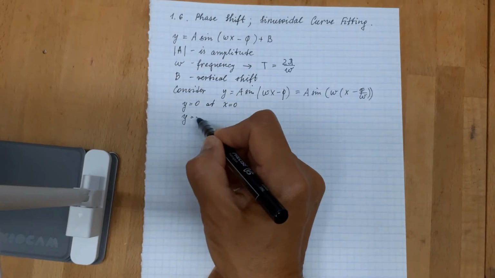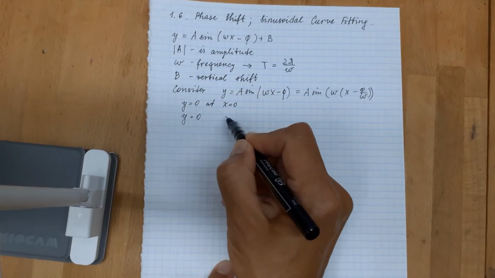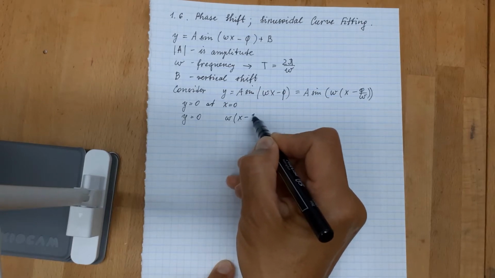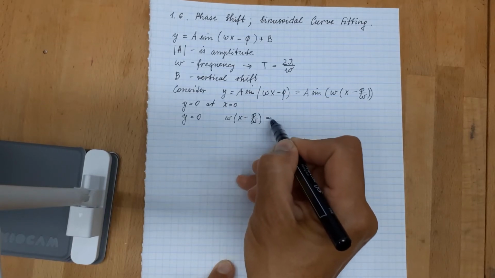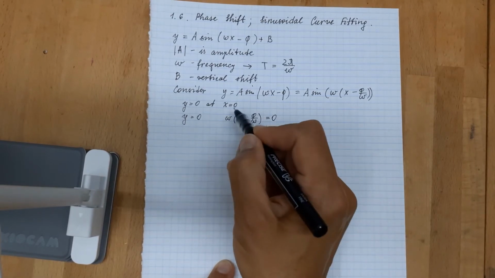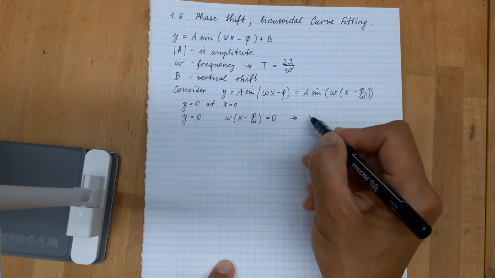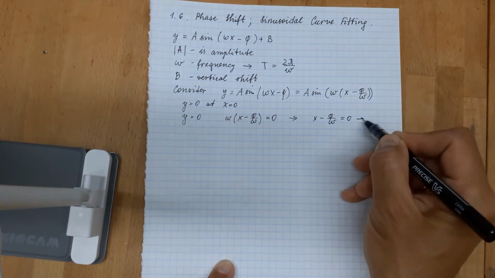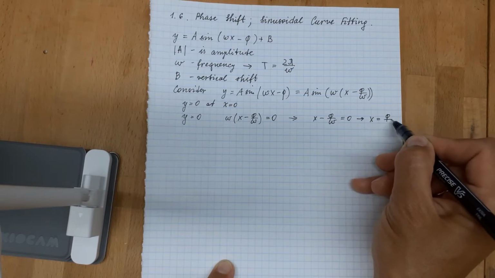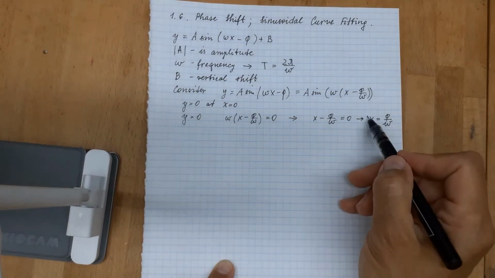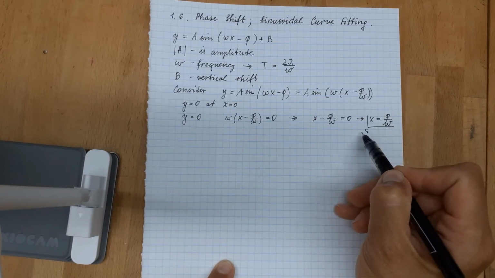So y equals 0 is going to happen when omega times (x minus phi over omega) equals 0. Omega here is a number, so we can divide by it and it's never 0. So we're going to get x minus phi over omega equals 0, or x equals phi over omega. This is actually called the phase shift.